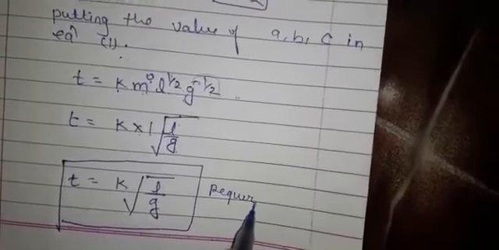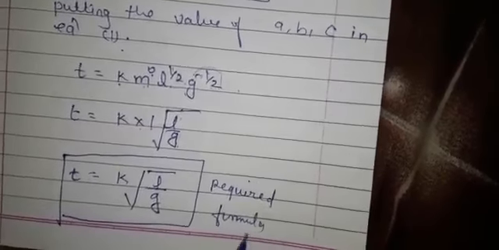This is our required formula, or this is our derived relation. So this is the first example, and we will take another example.